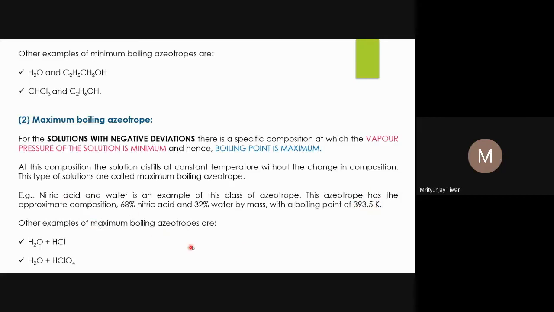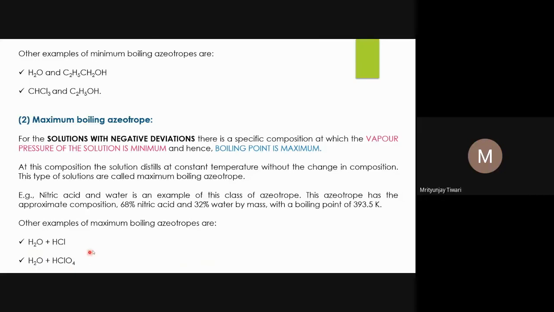Other examples of maximum boiling azeotropes are water and HCl. The water HCl solution also shows negative deviation. Water and any inorganic acid, like nitric acid, we have seen; HCl is also an inorganic acid, and HClO4 is also an inorganic acid. But in this case, you should remember that HCl is a gas and its boiling point is lower than water. So the graph will be reversed compared to water and nitric acid. Where the water was, in that case it will be the HCl, and that is what you can understand easily.